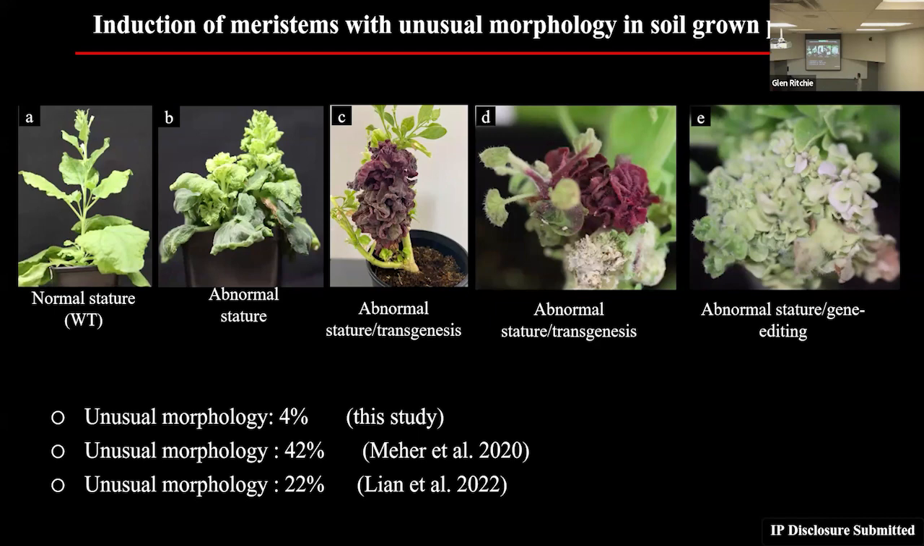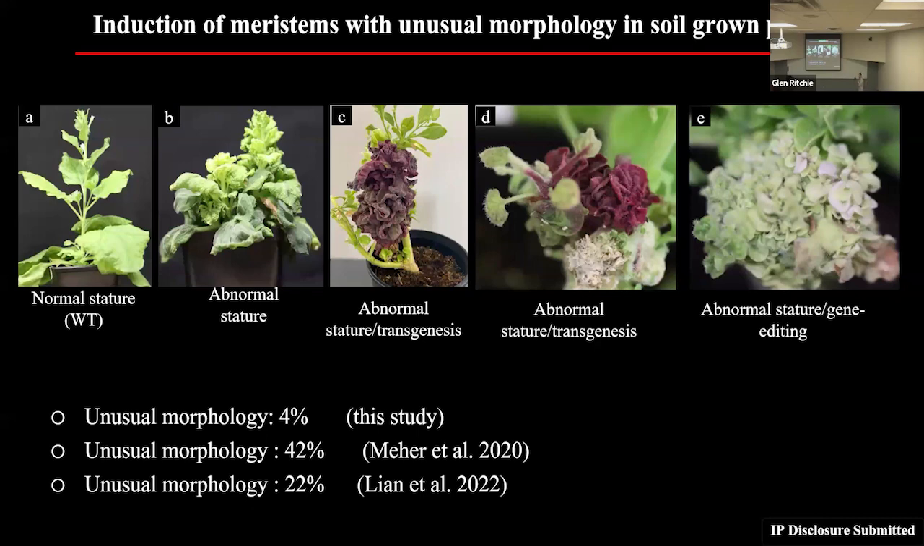Those are gene edited, and this is normal transgenic, but it's not showing any color because this has a different reporter gene there. So because of the pleiotropic effect of the developmental regulators, we expect to see abnormal phenotypes, but the frequency of abnormal phenotype is significantly reduced in my study compared to what other people have shown before. So it's only 4% in my study, but it was 42 and 22% in the previous studies.